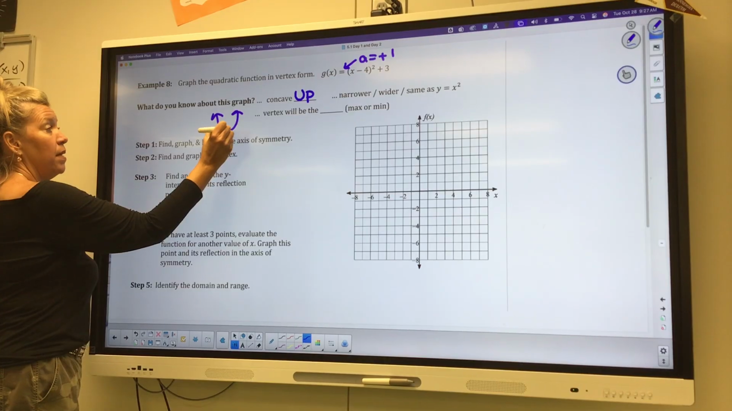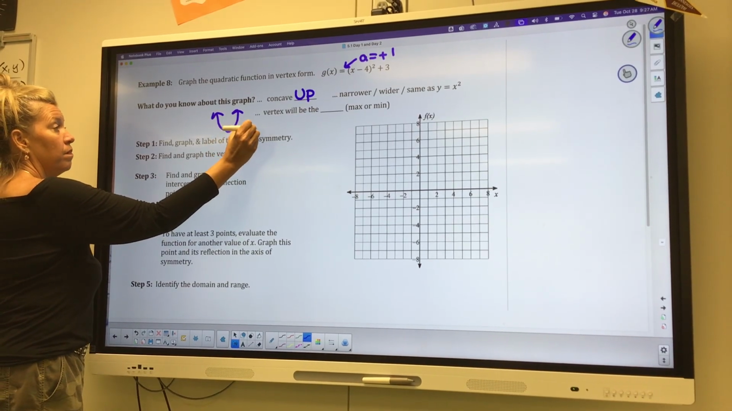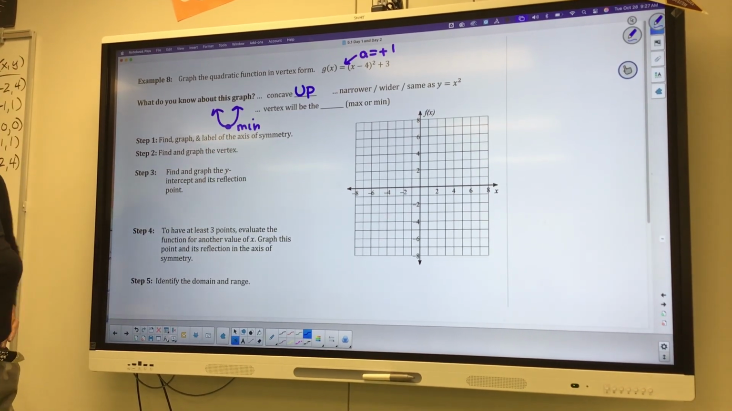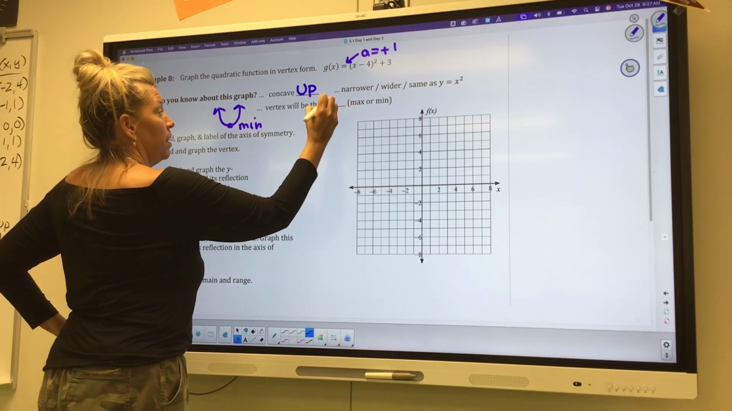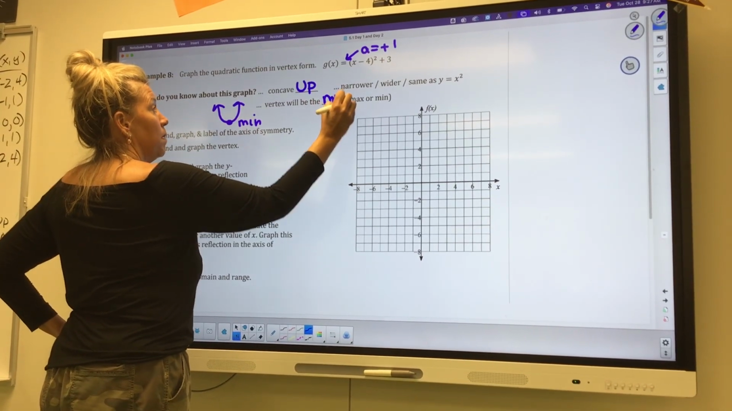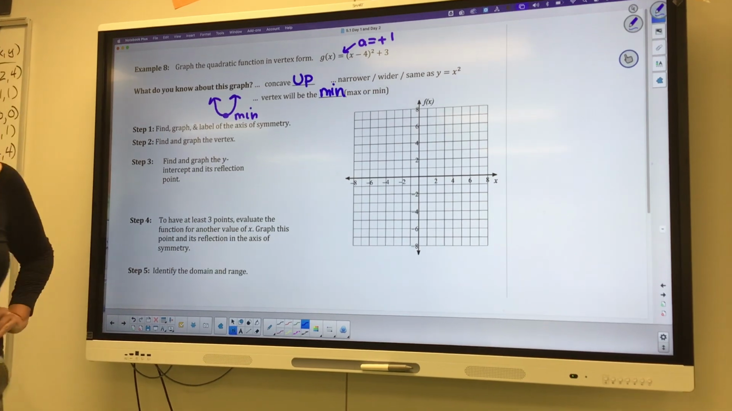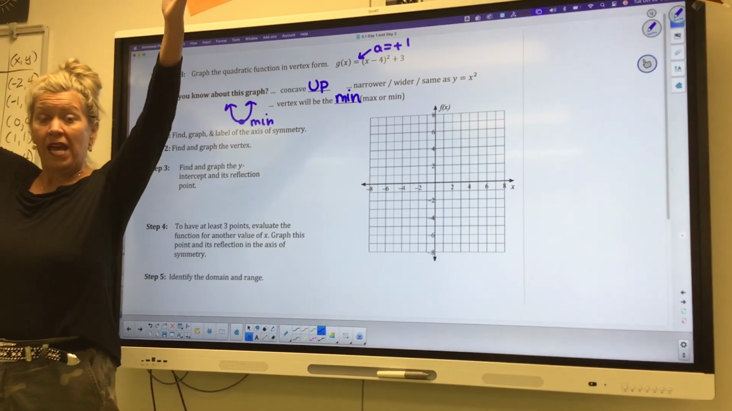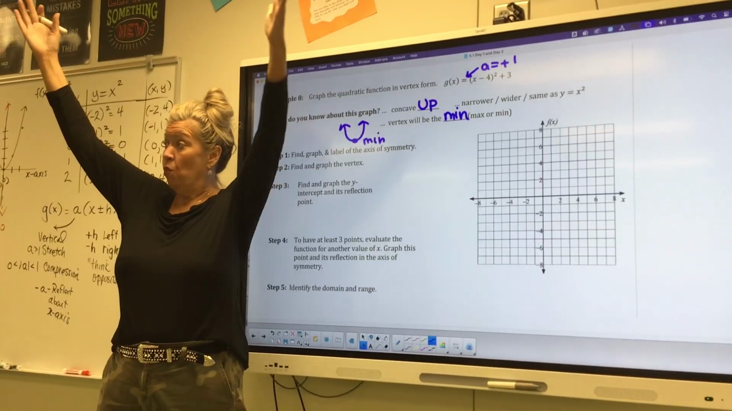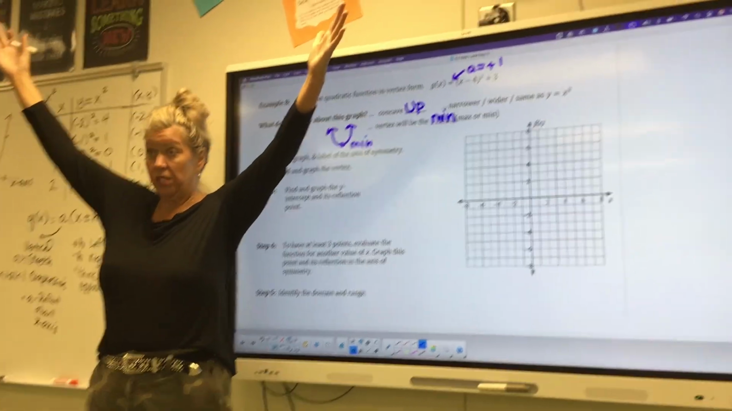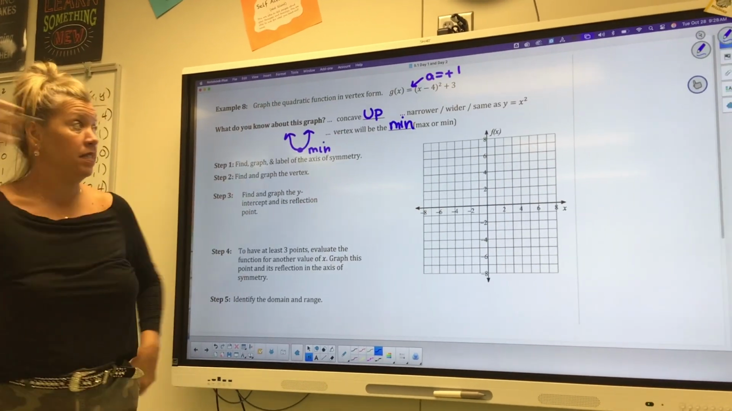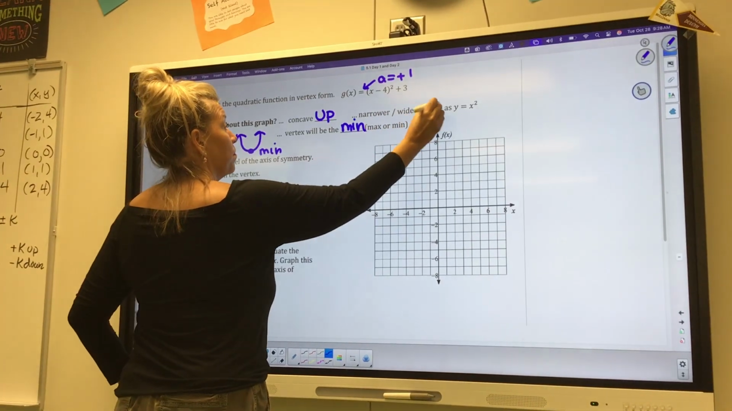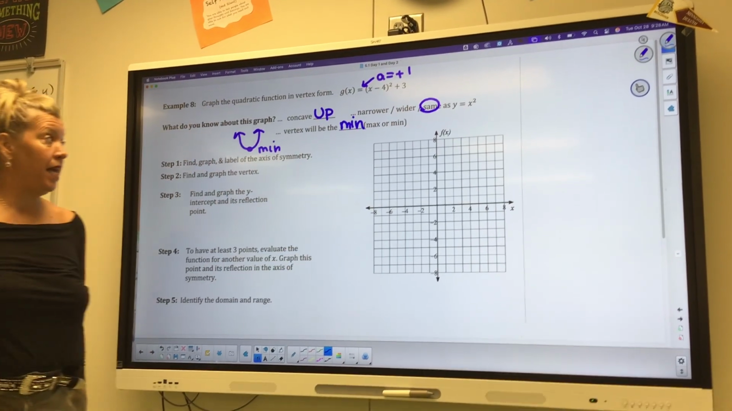It'll have a minimum right there at some point. So we say the vertex will be the minimum, the lowest point. The A is just 1, so it's not going to be wider, it's not going to be narrower. So it's going to be the same as its parent. So that's all about the A.